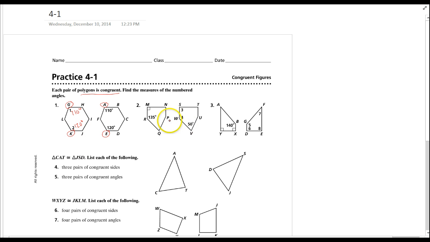Then over here, we've got the right angle on M, which means that that would go with S, so angle 3 will be 90. Angle 4 matches up with angle R, so that would be 135.